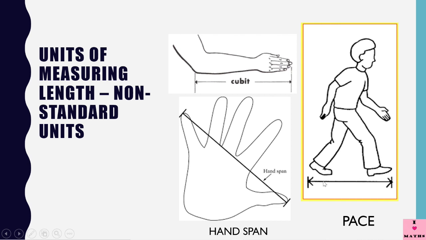Now, children, you can easily make out that these three units were different for different people. If somebody is very tall, naturally, the length of his footstep will be more than someone who is short. And same is the case with cubit and handspan. So there arose a need for standard units. And then man got millimeter, centimeter, meter, kilometer, etc.